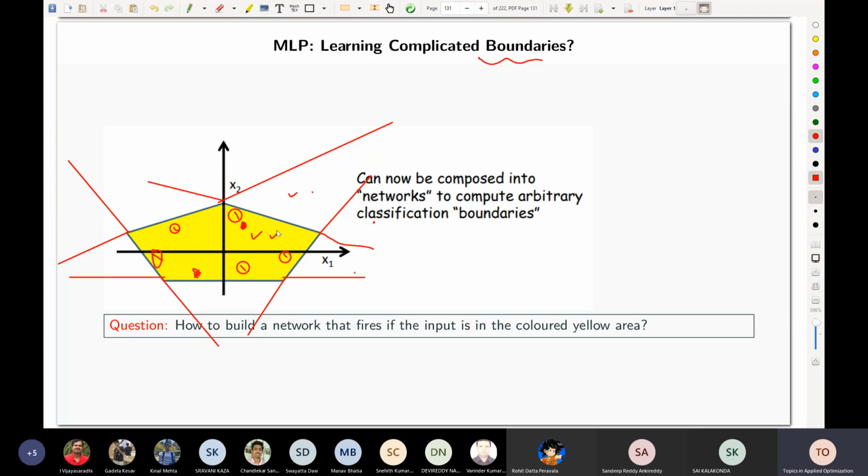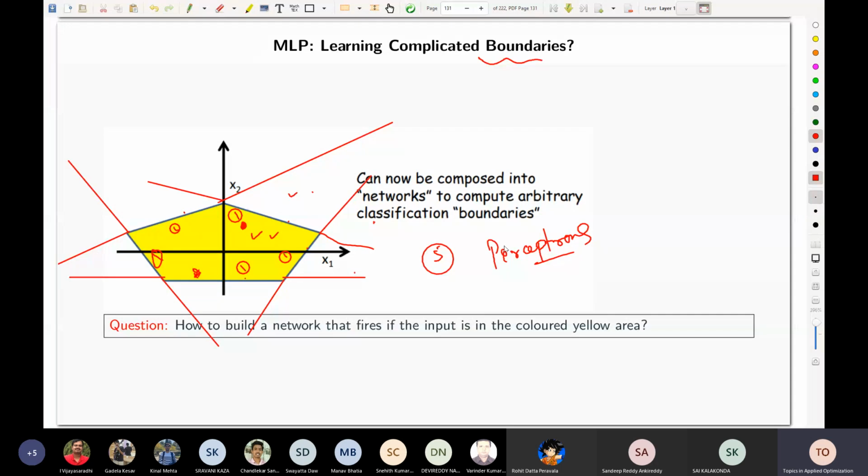If there are 5 1s, in other words, the point is on this side of this hyperplane and this side and so on, then I know that the point is in the yellow shaded region. So that's the idea behind how I can build a perceptron to know that the point is inside the yellow region. So in other words, how many perceptrons do I need? 1, 2, 3, 4, 5. I need 5 perceptrons.